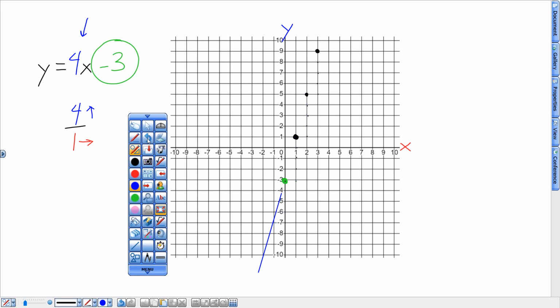Let's do this in black. Hopefully it'll let me. All right. Draw arrows on either side of your line to show that it goes on forever. And then for today's work, I'm going to have you pick a point on the line, check it, and then pick a point off the line that doesn't check.